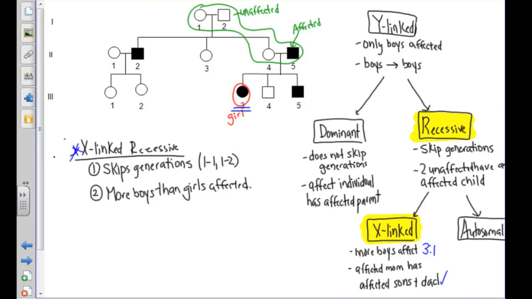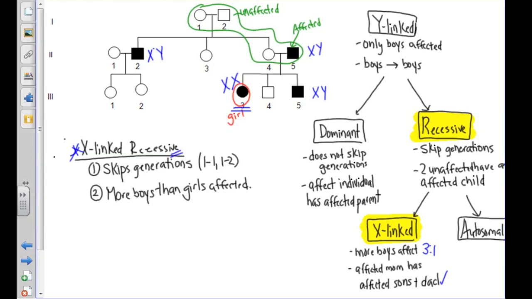Because we determined that this trait is X-linked, we need to make sure we use our sex chromosomes. This individual is a boy, so he will have the XY chromosomes, as well as this individual, individual 3,5, and individual 3,3 is a girl, so she'll have two X chromosomes. Don't forget we have to add the alleles in, and because we said this trait is recessive, every affected individual must have a recessive allele.